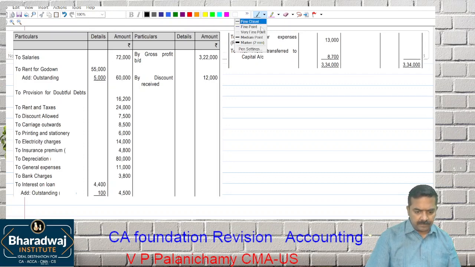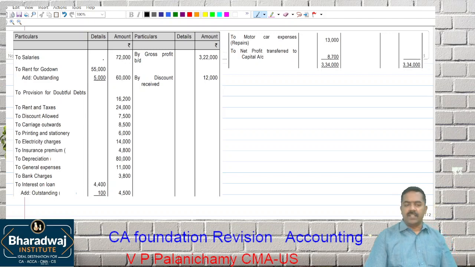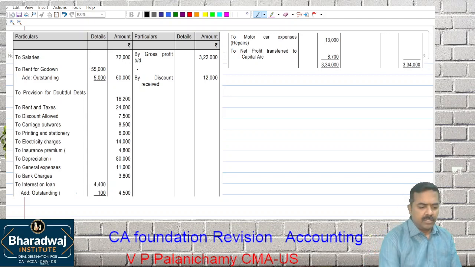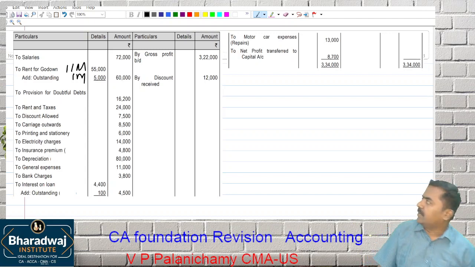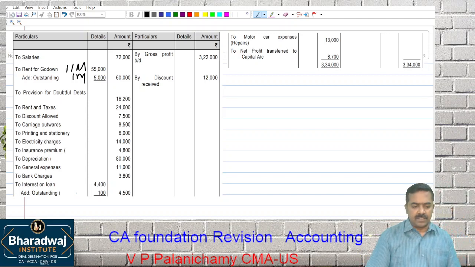Salary is how much? 72,000 salary. Rent for the godown, 55,000 is for how many months? If it is for 11 months, what is for 1 month? 5,000 outstanding rent. Totally it will be what? 60,000. Then what is the next one?